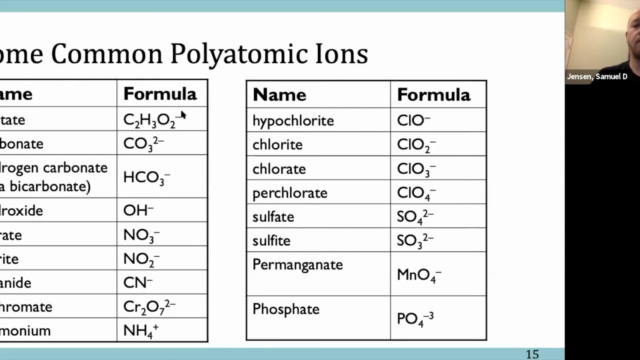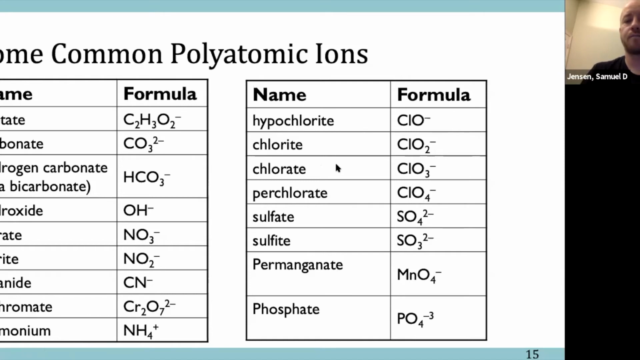Carbonate, CO3 -2. Bicarbonate, or hydrogen carbonate, is -1. Nitrate, NO3 negative. Nitrite is NO2 negative. Cyanide, CN minus. Dichromate. Here we have one of our only positives, ammonium. Here we have a whole bunch of chlorine ones: hypochlorite, chlorite, chlorate, perchlorate, then sulfate, sulfite, permanganate, and phosphate. So you basically just have to have these memorized.